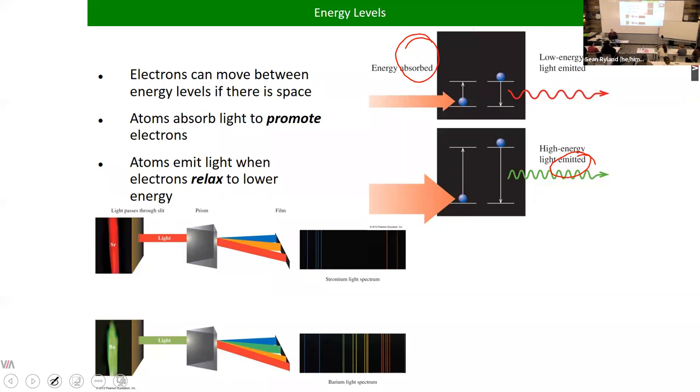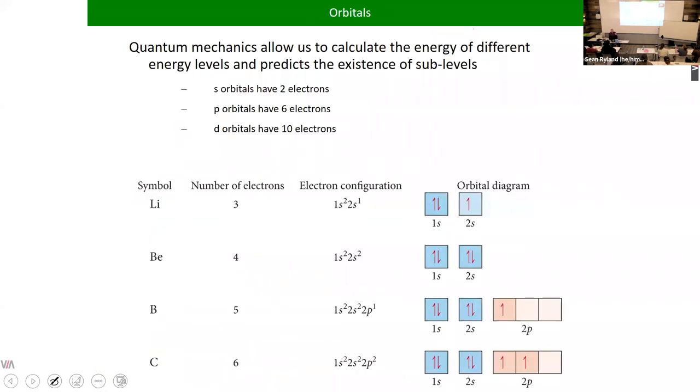All right. So how we know where we can put electrons and what energy levels we have to work with is going to be predominantly determined by the rules of quantum mechanics, and what are called quantum numbers.